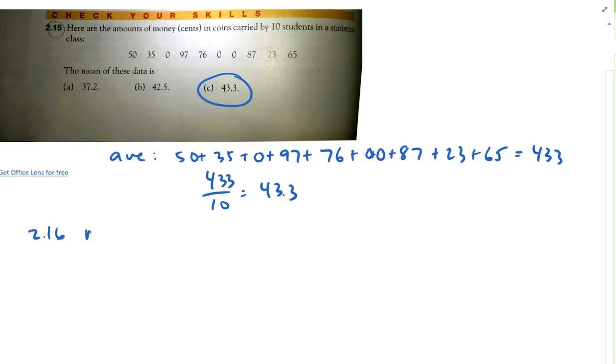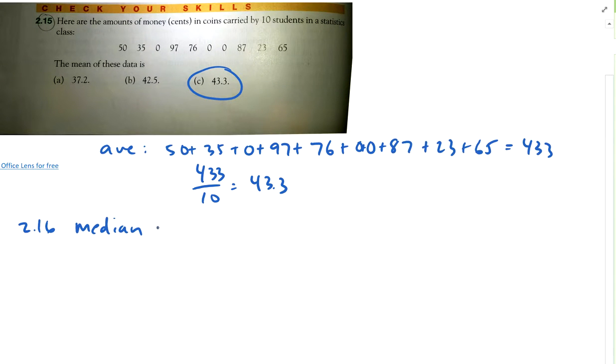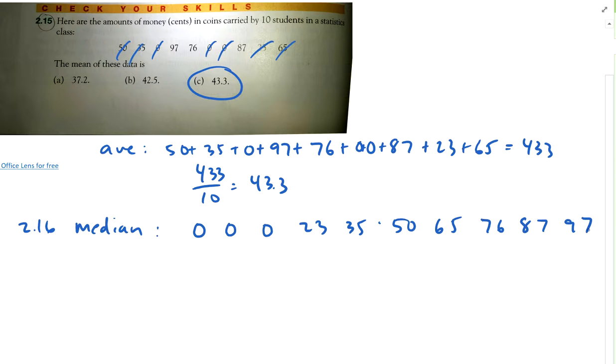2.16 asks for the median. Now the median of the data is the middle of the data from smallest to biggest. So I have to write the data down in order: 0, 0, 0, 23, 35, 50, 65, 76, 87, and then 97. So there's my 10 pieces of data.